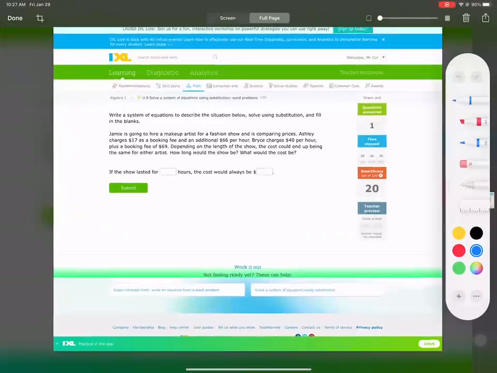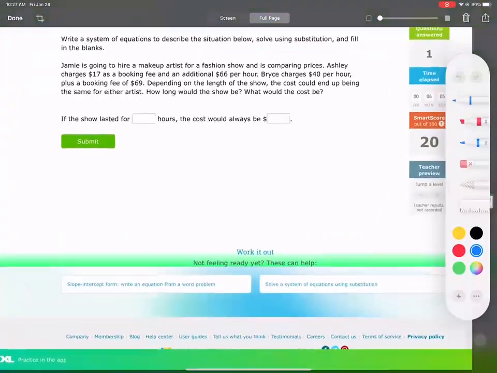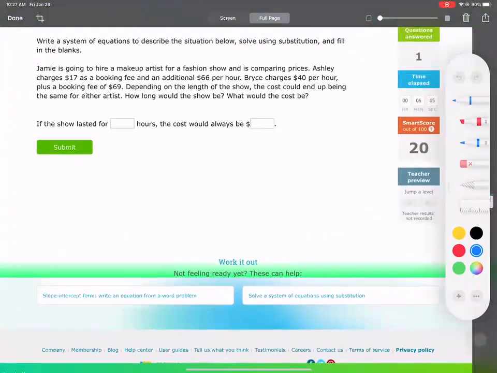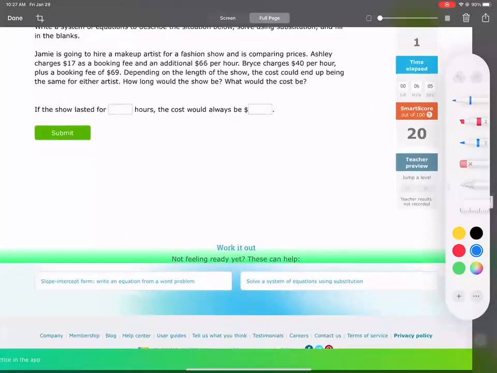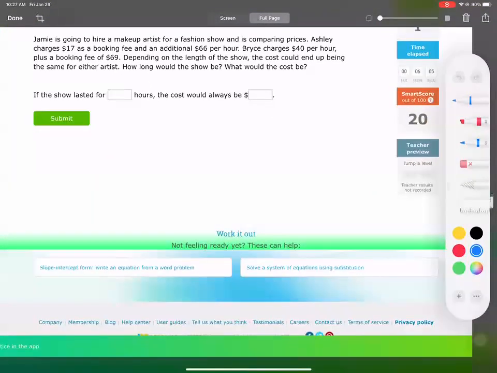Okay, so let's go ahead and do the next problem. Write a system of equations to describe the situation before. Okay, we've done that. We read that before. Now, Jamie is going to hire a makeup artist for a fashion show and is comparing prices. Ashley charges $17 as a booking fee and an additional $66 per hour. Okay, let's write that down. So we know she charges $40 per hour. Oh, sorry, my bad. I read ahead. She charges $17 as a booking fee, and then it's additional $66 per hour.